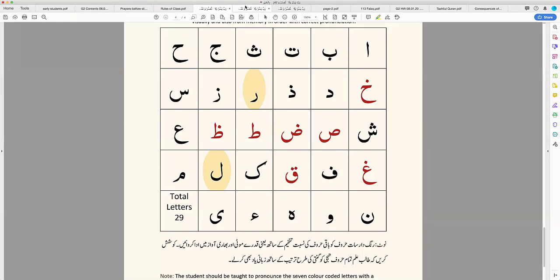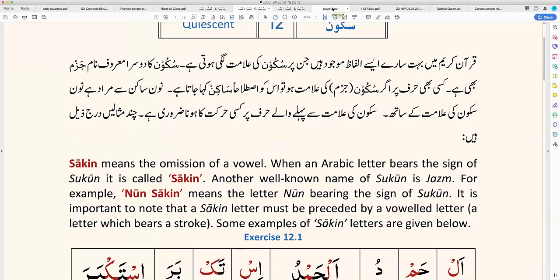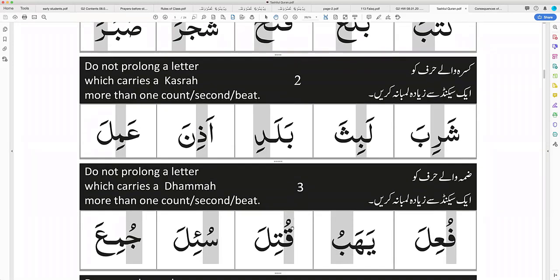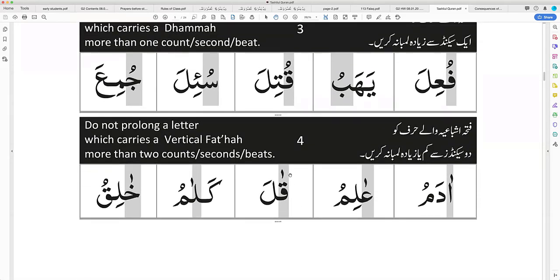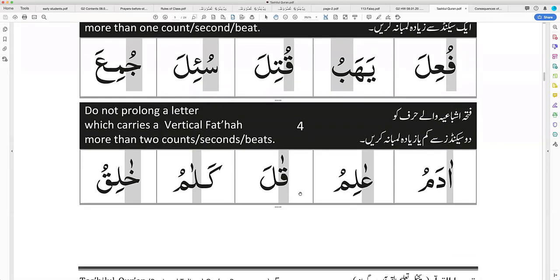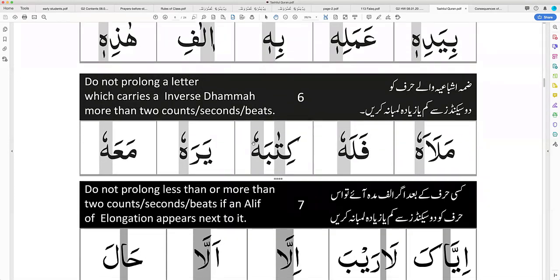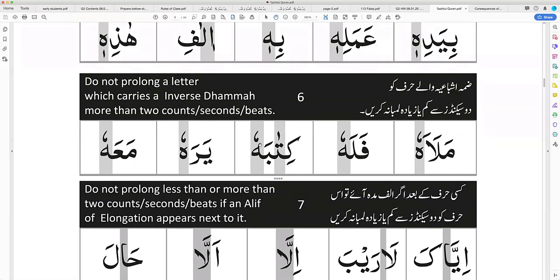Okay, the other thing was timing. Yesterday the teacher went to some effort to explain to you about timing. Make sure that when you see a stroke, which is a simple stroke, a fatha here, a kasra here, or a dhamma, any of those strokes, only 1 second. If you see a long stroke, like a vertical fatha or a vertical kasra or an inverted dhamma, they will take twice as long, 2 seconds.